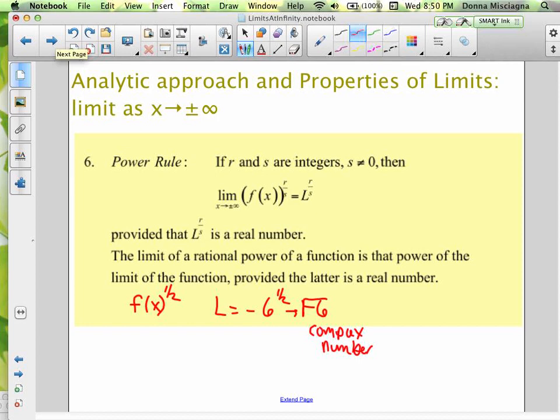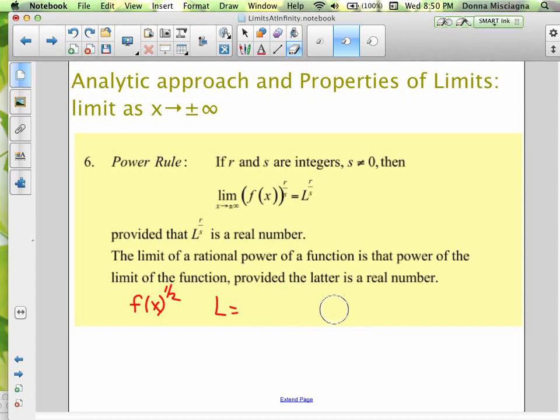Right? So long as you don't have something that would be a problem, like a square root of a negative number, or taking the log of a negative number, or anything that just wouldn't work, right? Then it's fine. You can just take the limit and raise it to the power.